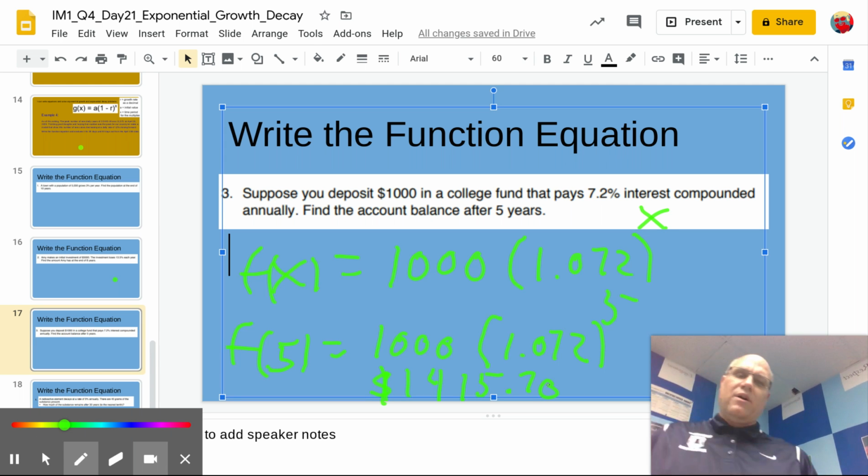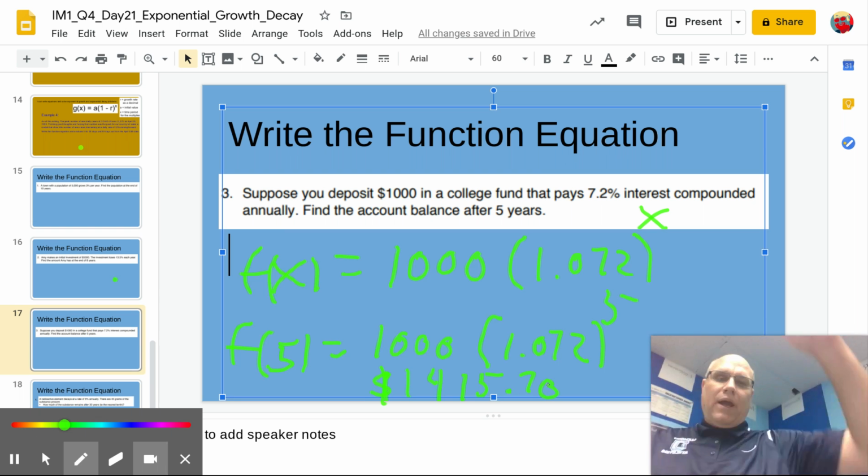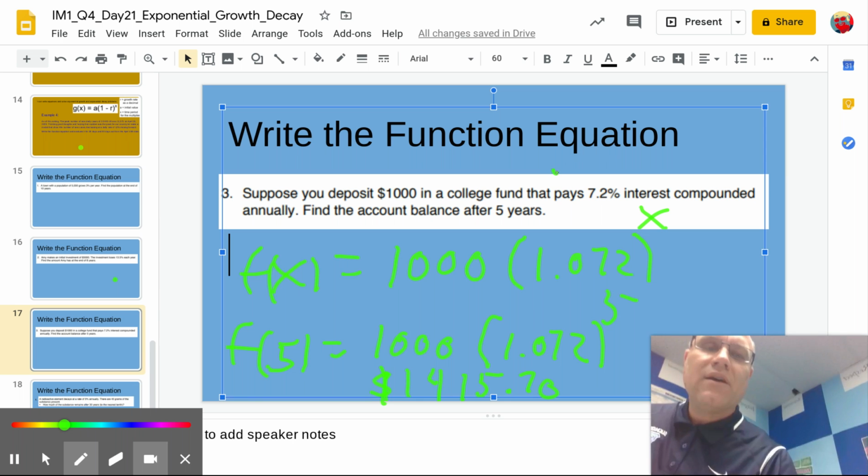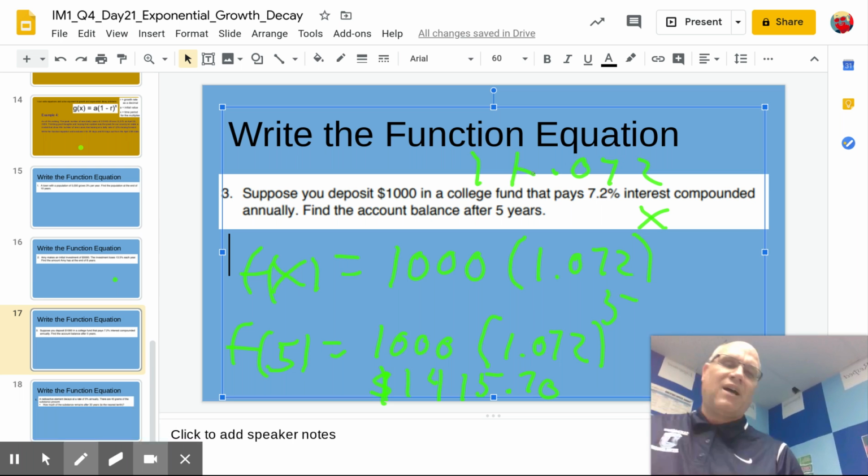Our equation on this one is f of x equals 1,000 times 1.072 to the x power. So this is growth. We're saving money and we're earning interest, so our money's growing. So it's 1 plus the rate. The rate is 0.072. So it was 1 plus that, which got us the 1.072. All right, and then if you use your calculator on that one, you end up getting $1,415.70 after 5 years. That's what your $1,000 has turned into.